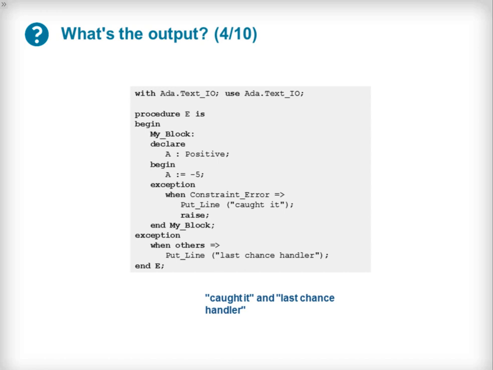The value printed out was the string caught it, followed by the string last chance handler. This was as a direct result of including the raise statement at the end of the exception handler defined within myBlock. This has the effect of further propagating the exception to any handlers in the enclosing block, that here being the exception handler defined in the procedure E.